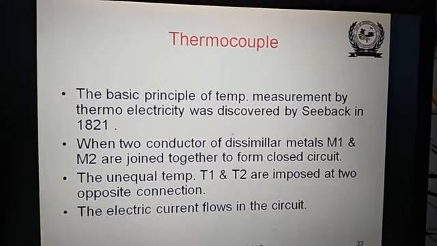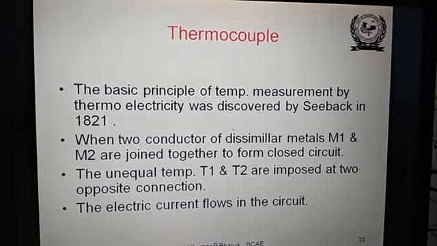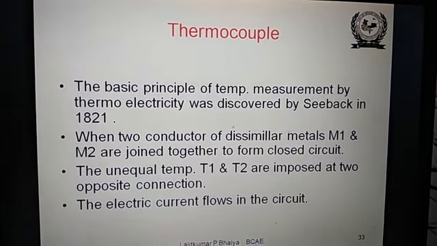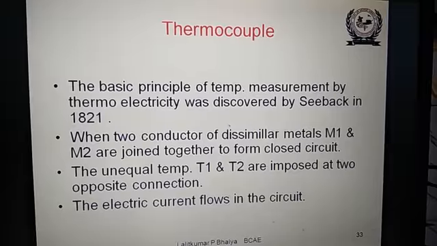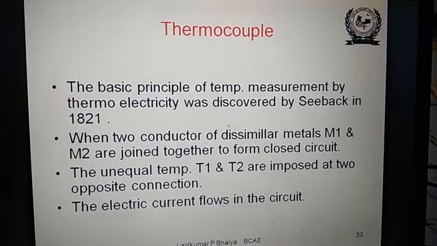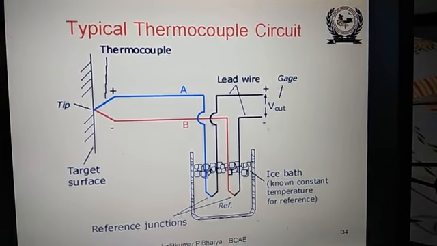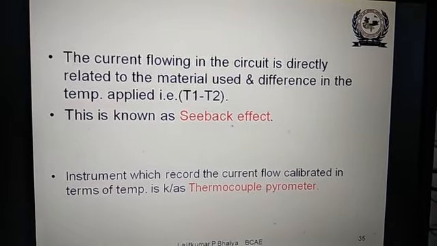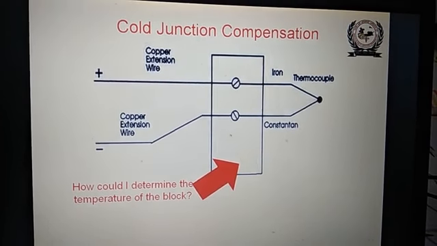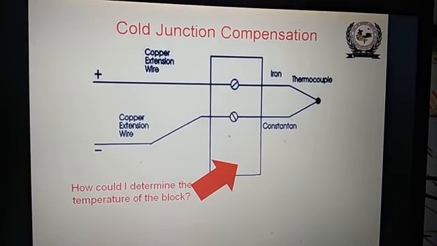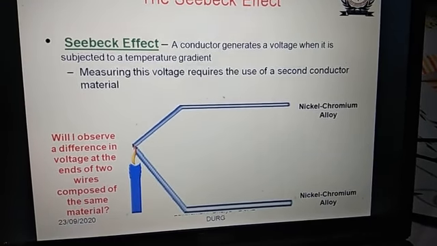Then we have gone through the thermocouples. Two different metals are combined and form a junction by which we can measure the temperature. This is called the Seebeck effect. This typical thermocouple circuit we have seen, and what the Seebeck effect is we have also seen. This is the measurement of temperature using a thermocouple by referring to the cold junction. And this is for the Seebeck effect.